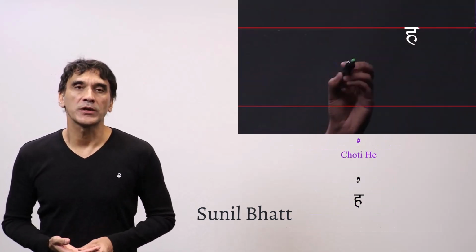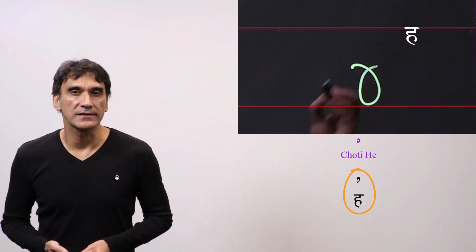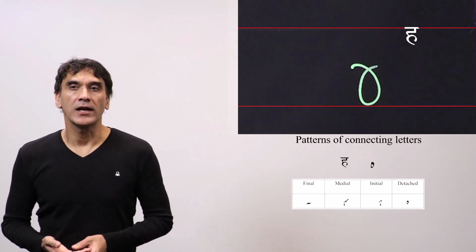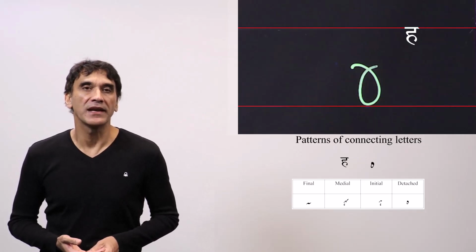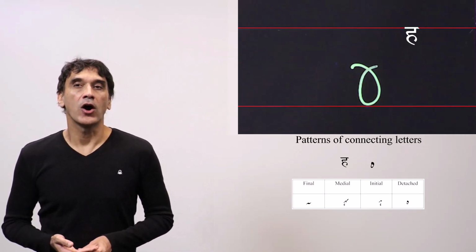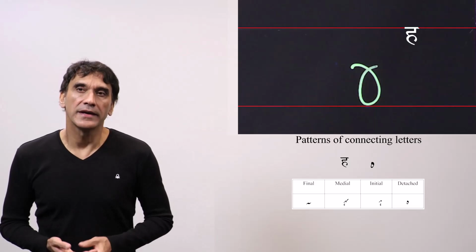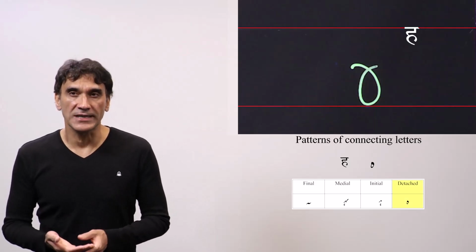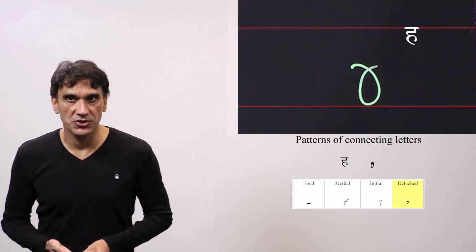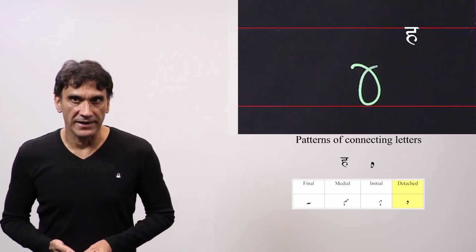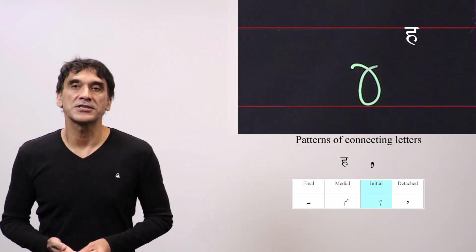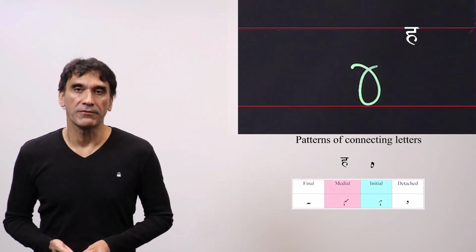The first letter Choti He represents the ha sound and letter in Hindi. Choti He also has 4 different forms: detached, initial, medial, and final, and they all are different in shape. Here in this table, the first one is detached Choti He, as you find in the alphabet sheet. It looks like a round circle, but it is a bit different in handwriting. This is the initial form and this is the medial form.